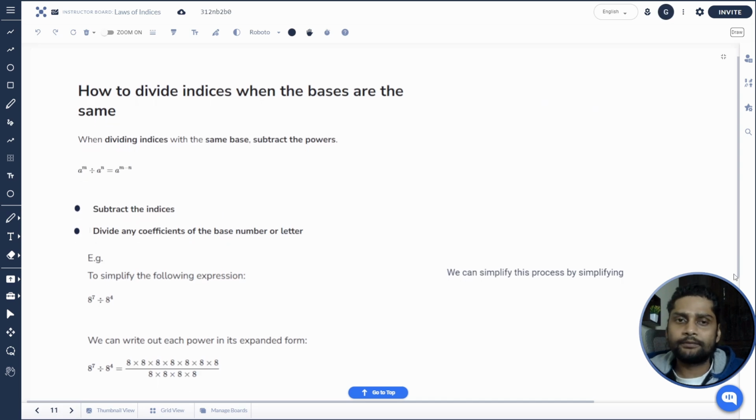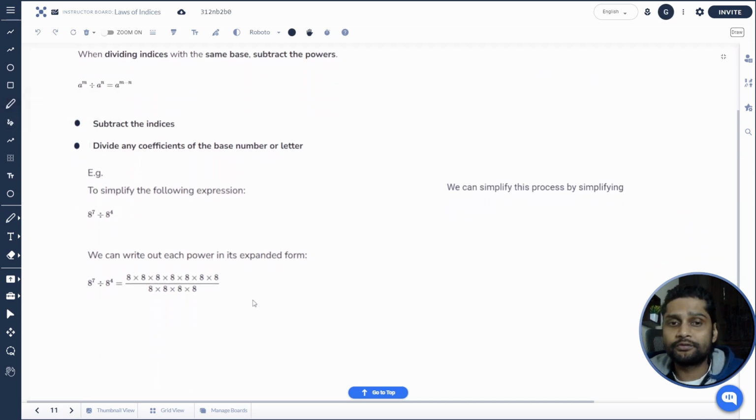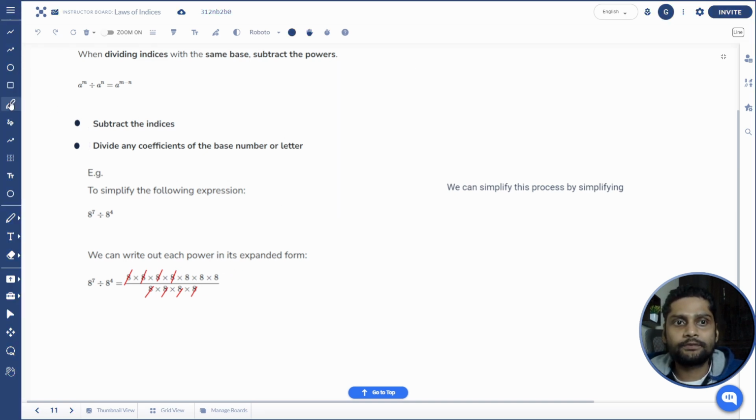So students, the concept is still similar: either we can expand them first and then go for simplification. For example, we have 8 raised to the power of 7 divided by 8 raised to the power of 4. So instead of applying any rule, we could have removed the first 8 with this second 8, the third one with this, and so on. Now we are left with a total of three 8s. So we can write the answer as 8 raised to the power of 3.